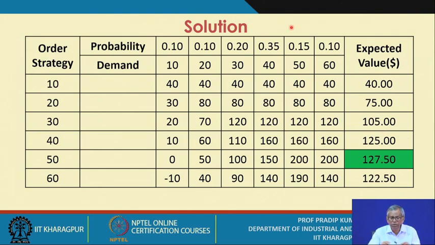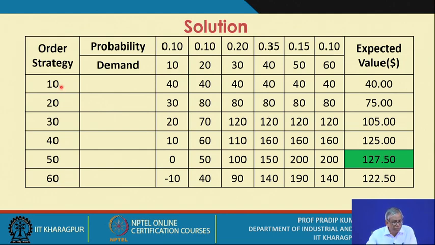So, this is the table we have created. Just look at this table and how it is constructed. These values are given. So 0.10 probability that demand is 10. 0.10 is the probability that demand is 20, like this. Then 10, 20, 30, 40, 50 and 60. So the order strategies obviously will be from 10 to 60. So 6 possible ordering strategies, as there are 6 possible demand levels.